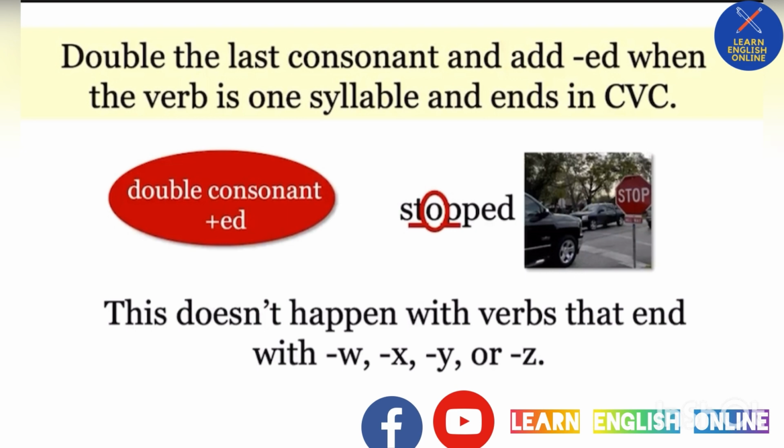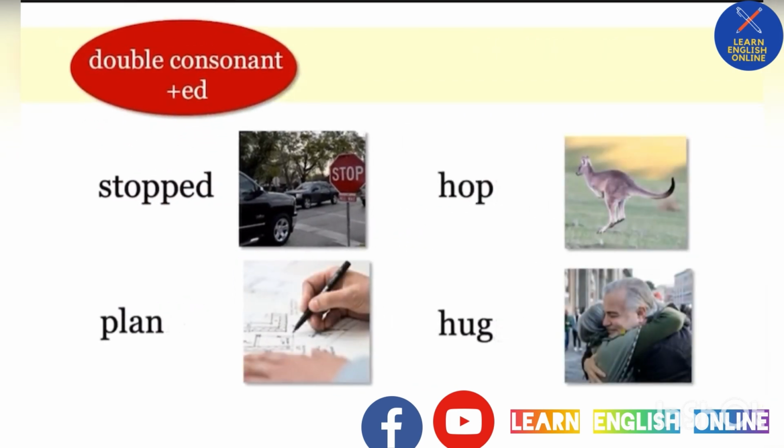Let's look at some examples. Stopped. So we already did stopped, and now look at plan. Plan also ends with a consonant, a vowel, and a consonant. So we add an n and then ed, planned. Hop is the same thing. I need to double the consonant and add ed, hopped. Hug also. Double the g, add ed, hugged.